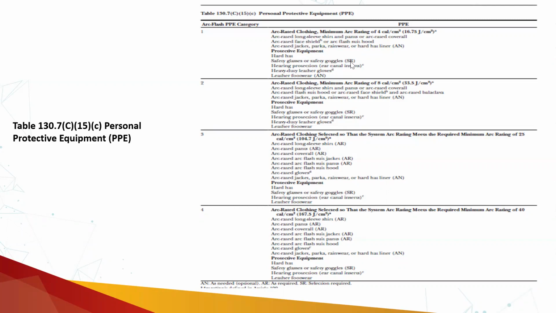Then there is an SR written. SR means selection required. So either you will be using safety goggles or you will be using safety glasses, or you will be using leather footwear as needed, or dielectric footwear. So once you know from 130.7 C15A or 15B, then you will be jumping into 130.7 C15C for your selection of your personal protective equipment. So this is the right manner. You are not jumping into 130.5G to select your PPE.